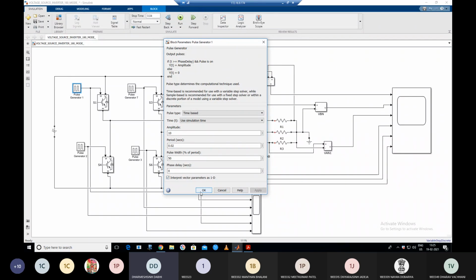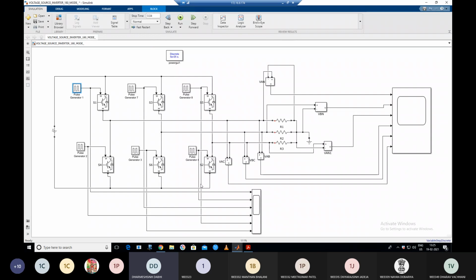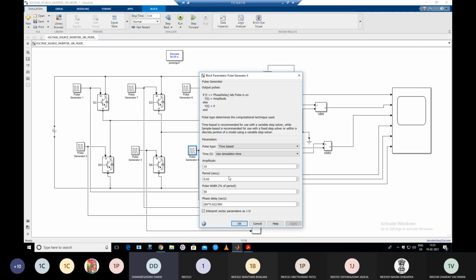Yes or no? No, sir. Now, the same way for the second switch, S2. Where is S2 on? See in the gate pulse. Where is S2 on? First time, 60 degree. Okay. So what changes in pulse generator 2 for switch number S2?